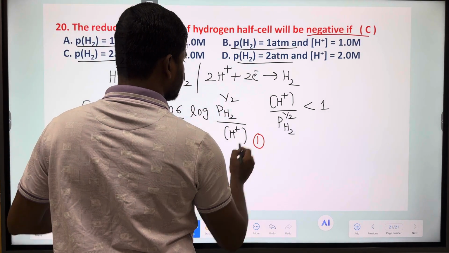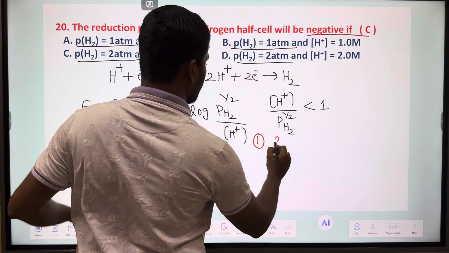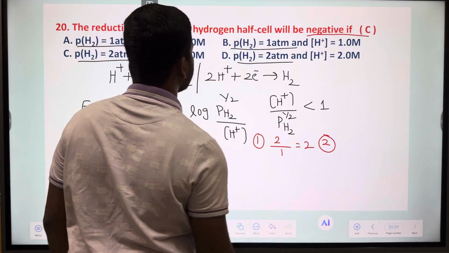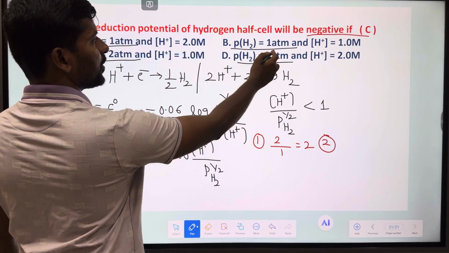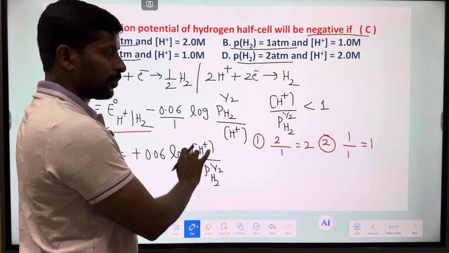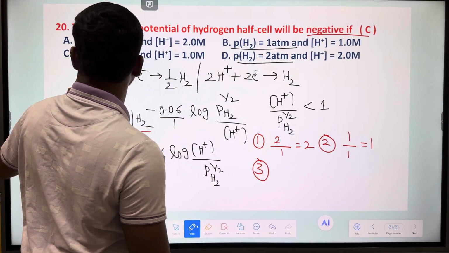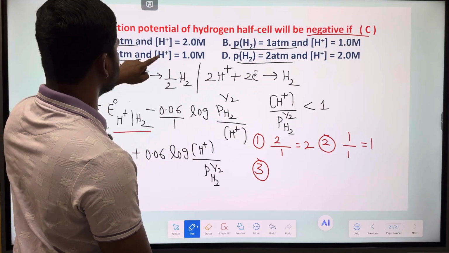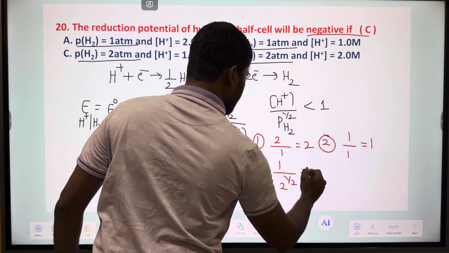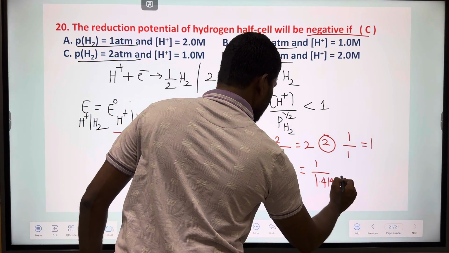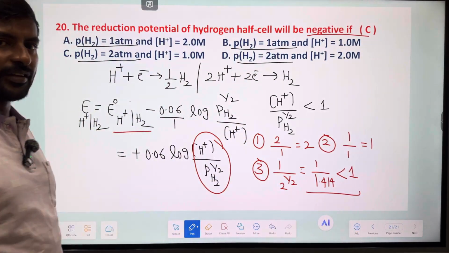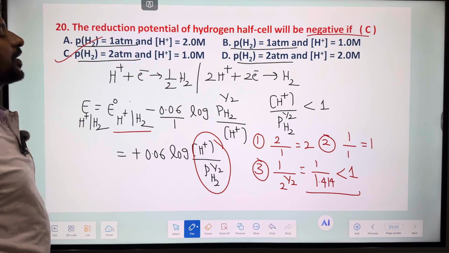First option: H plus by pH2 to the power 1 by 2 is 2 by 1 to the power 1 by 2, that is 2, so we are not getting less than 1. Second option: H plus is 1, pH2 is 1, and we are getting 1, and log 1 means 0 we will get, but not negative. Option 3: concentration of H plus is 1, partial pressure of H2 is 2, 2 to the power 1 by 2, so 1 by 1.414. Numerator is less than denominator, and we are getting less than 1. This value is less than 1, and log of less than 1 means we will get negative. So in this case we will get negative.